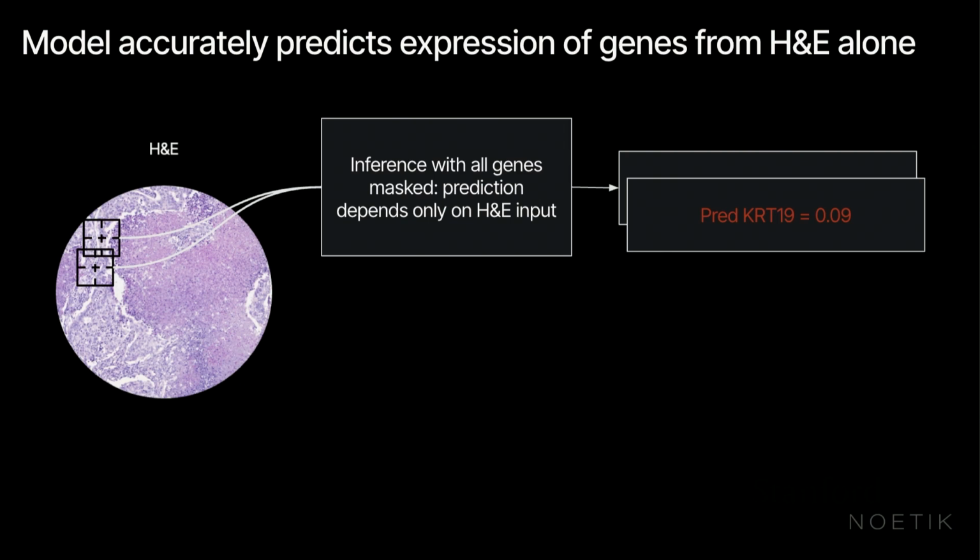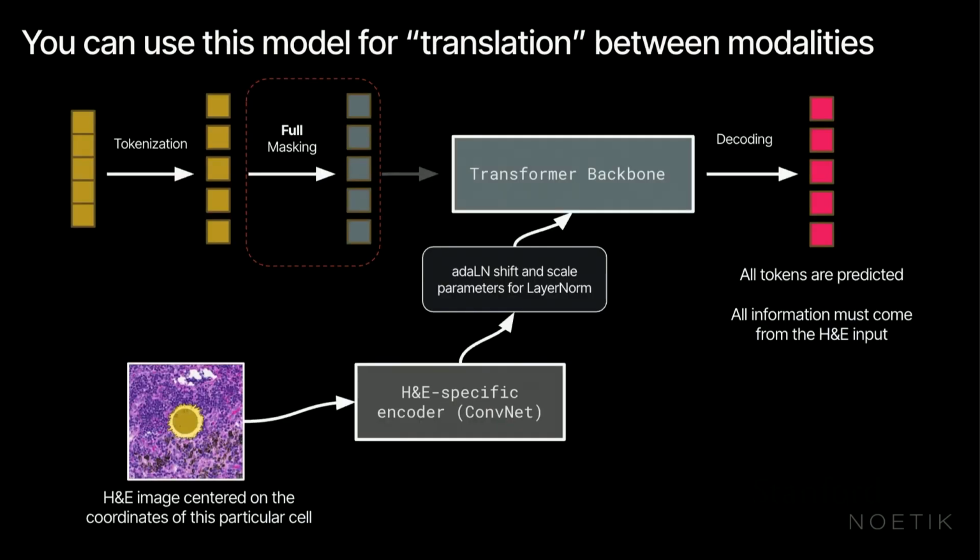One question online is, are you only predicting the transcriptomics of non-cancer cells? No, we are predicting the transcriptomics for every cell, including immune cells, tumor cells, fibroblasts, stromal cells, whatever's in the data.